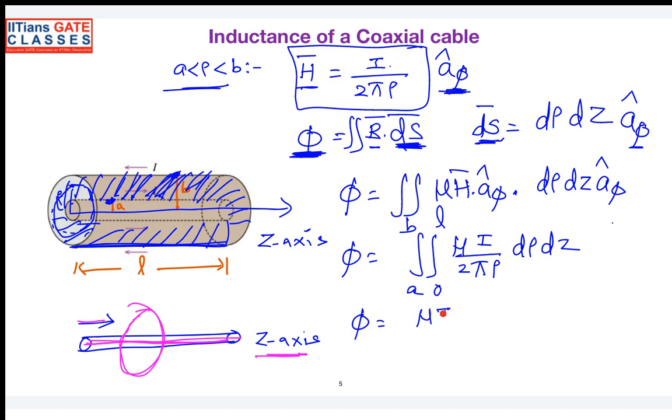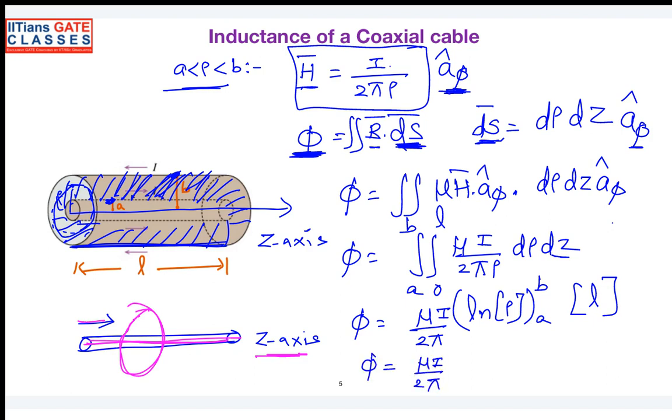Mu I by 2 pi. Integration of 1 by rho will be ln of rho from A to B. And integration of dz you straight away get a constant, which will be the length. So what you are going to get right now? Mu I by 2 pi, L into ln of B minus ln of A. So ln of B minus ln of A, you can call it ln of B by A. You can see here, this is nothing but L into I.